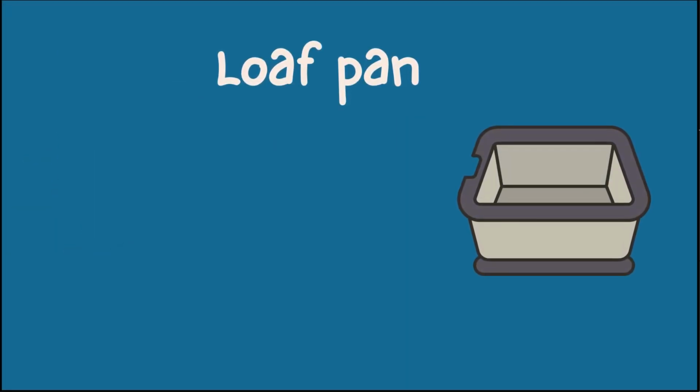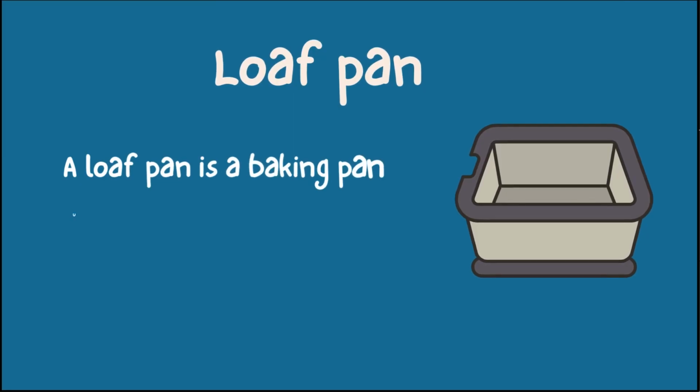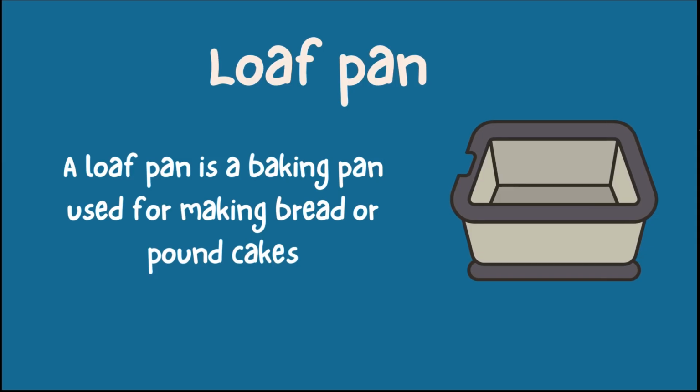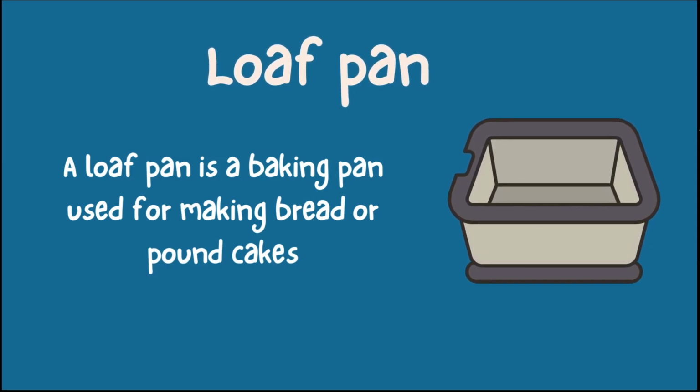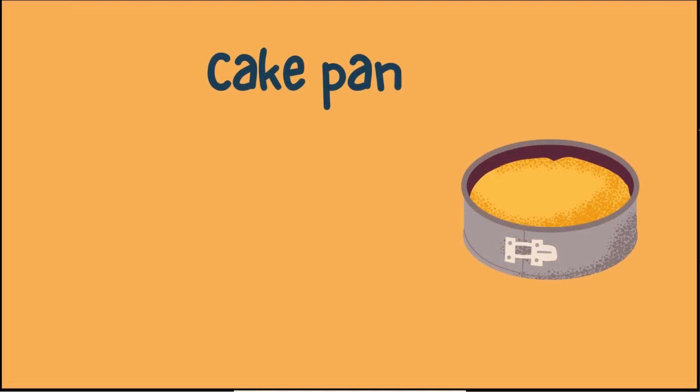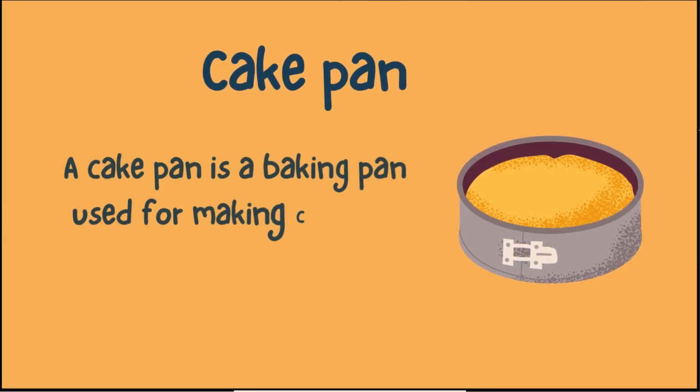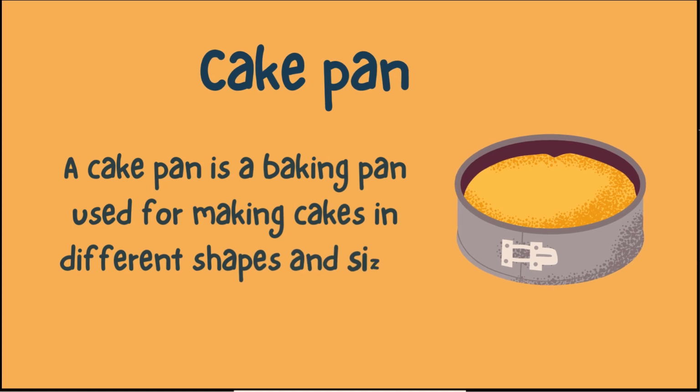Loaf pan. A loaf pan is a baking pan used for making bread or pound cakes. Cake pan. A cake pan is a baking pan used for making cakes in different shapes and sizes.